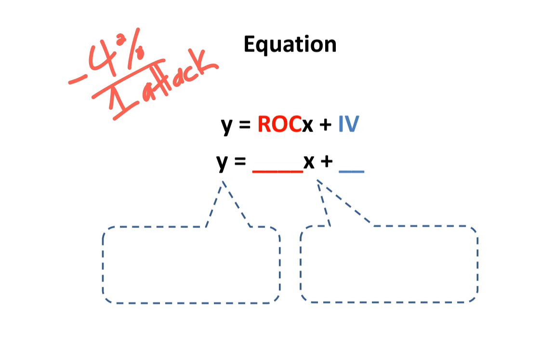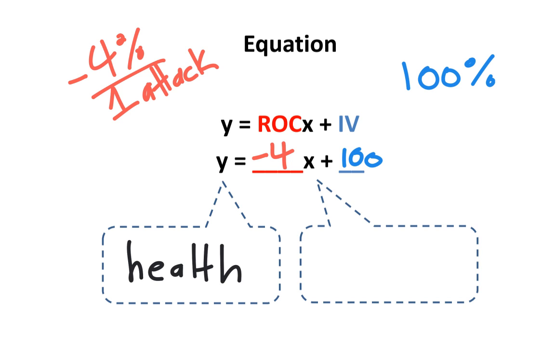This is the same thing as negative 4 over 1, which is the same thing as negative 4 divided by 1, which is the same thing as just negative 4. Therefore, the rate of change can be simplified to just negative 4. We also determined the initial value to be 100%, since that is the health you have when you've sustained 0 attacks. Therefore, I can put 100 as the initial value. So the situation can be represented with the equation y equals negative 4x plus 100, where y represents your health and x represents attacks.